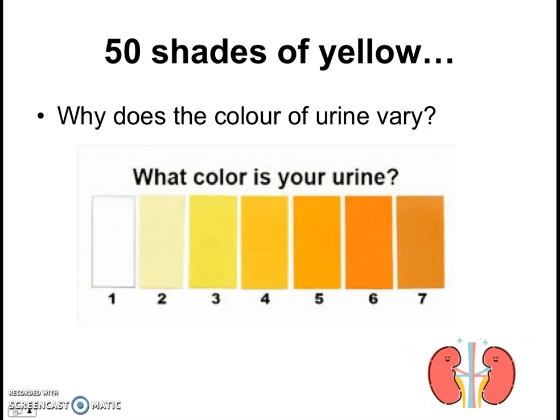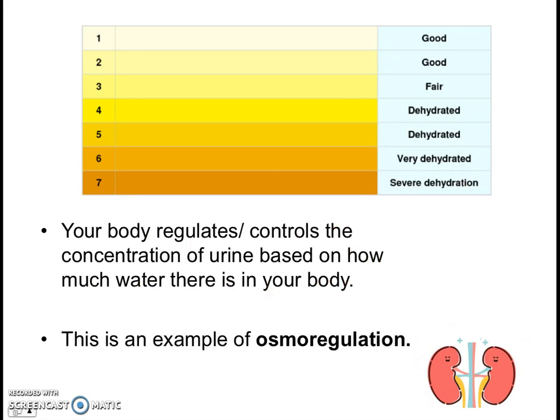Now, one of the fascinating things about our urine is that it comes in many shades of yellow, and it's an interesting thing to observe. And the question it brings up is, why does the color of your urine vary? Some of you probably have some idea already, something to do with the amount of water you drink. And indeed, it is something to do with how hydrated you are.